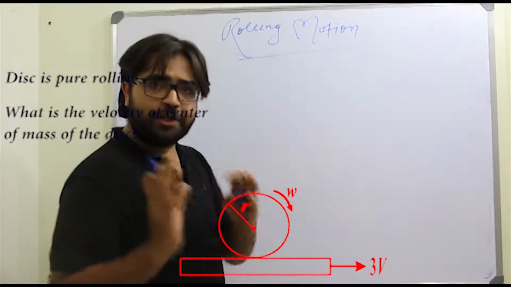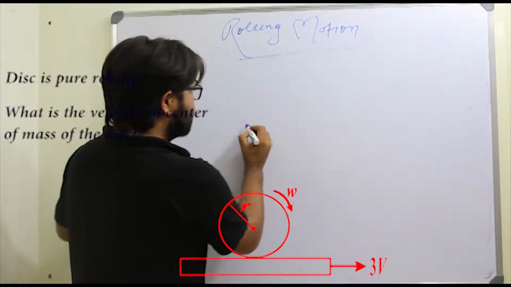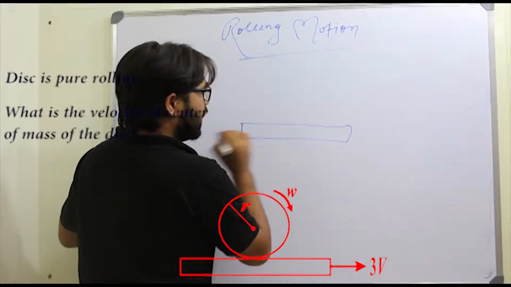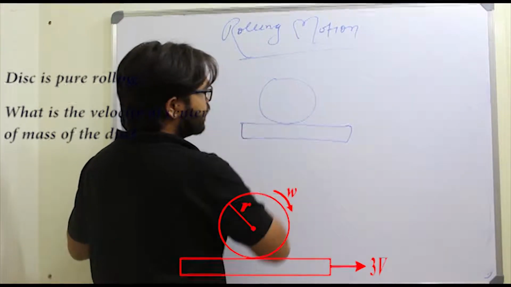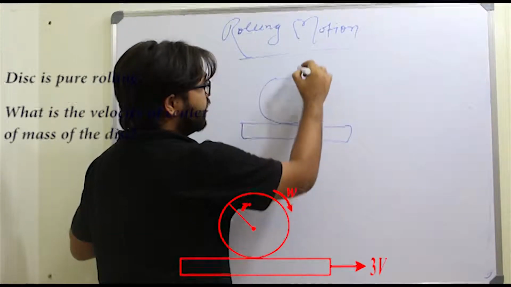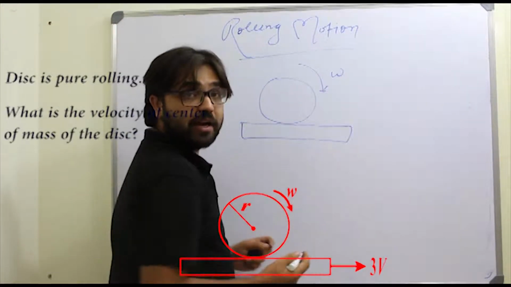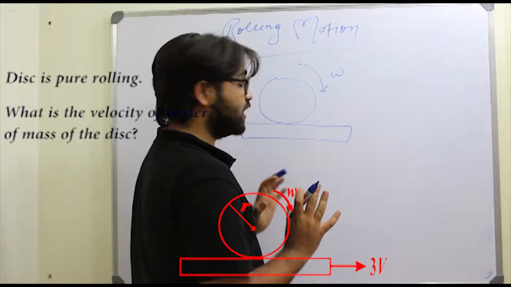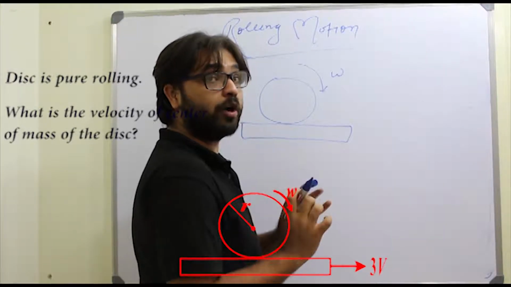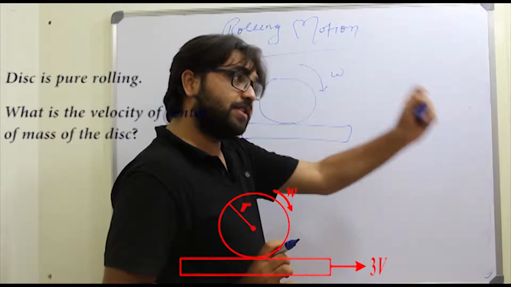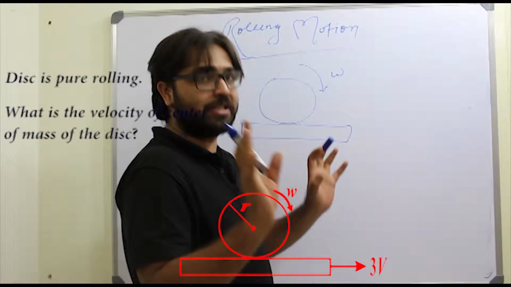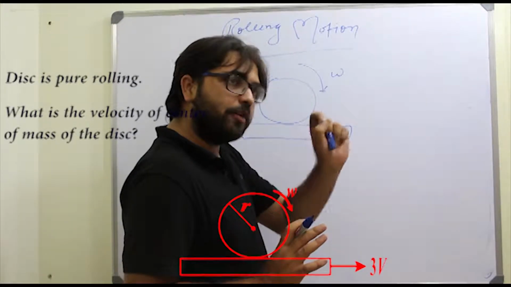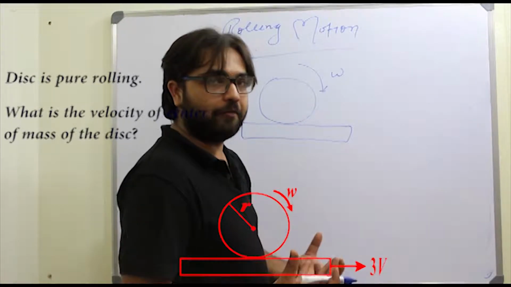Okay, so first of all, I'll draw the schematic of this problem here. This is the plank, and this is the disc, which is purely rolling over the plank as it is given. You must note down this information that the disc is purely rolling. The first inference that you will directly get is that the disc is not slipping. So there is one piece of information you already have.